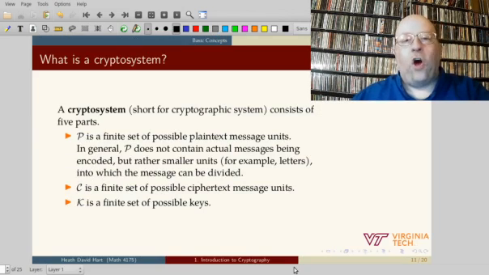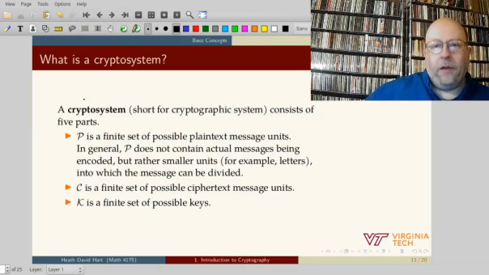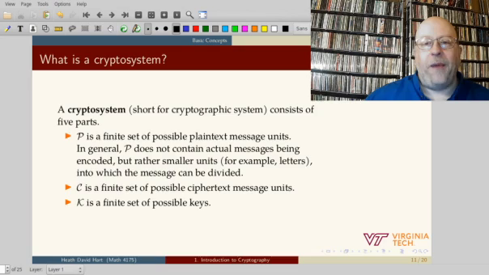When we talk about a crypto system, formally a crypto system has 5 parts. And we abbreviate those parts with these letters, P, C, K, E, and D. Let's talk about what they are.